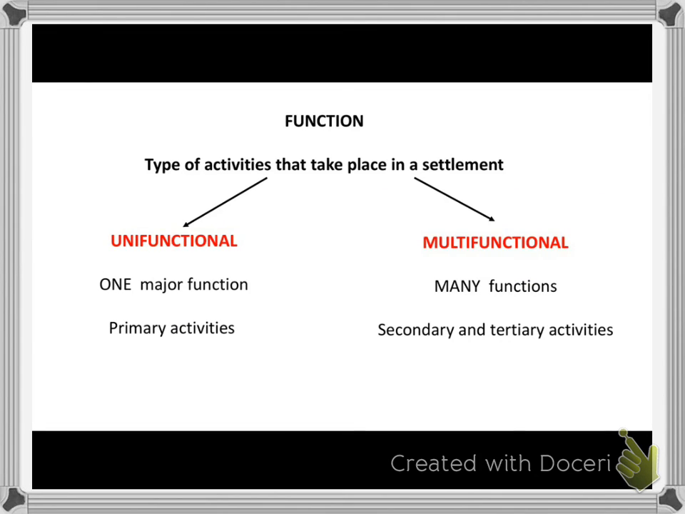And then lastly, function. When we talk about function, you get two types, unifunctional and multifunctional. Unifunctional has one major function, and that's usually a primary activity. When Kimberley started out, it was basically unifunctional, for mining, diamond mining. That was its function. But now, after hundreds of years, Kimberley has evolved and is multifunctional, so there is more than one function in Kimberley.